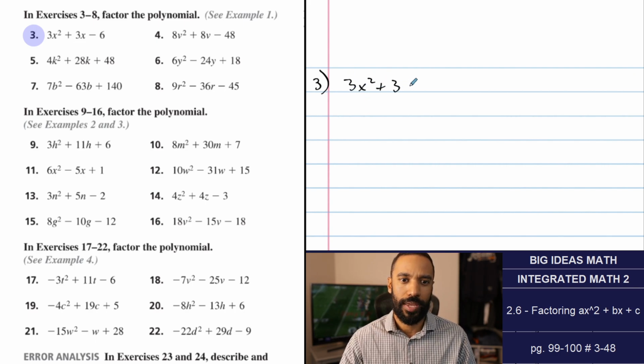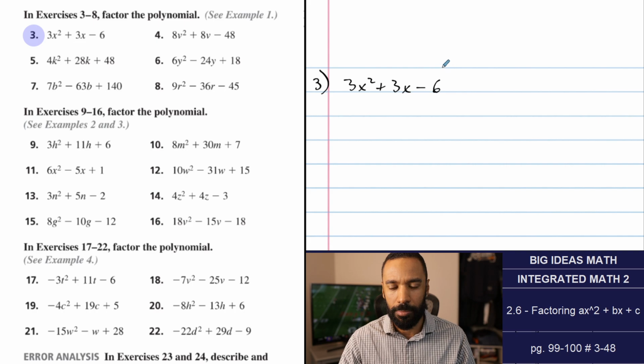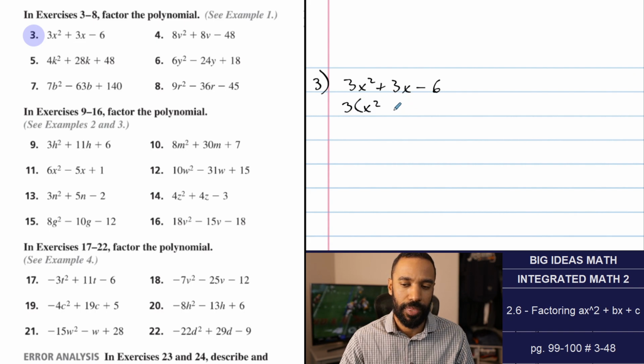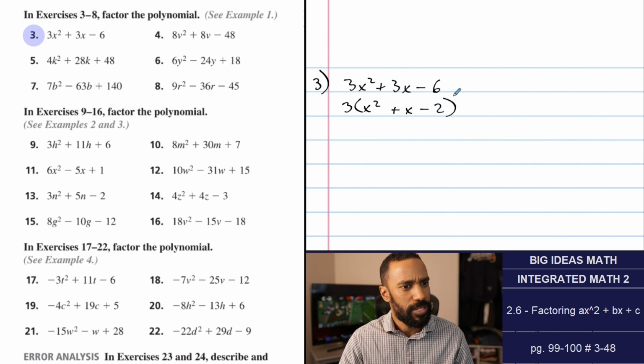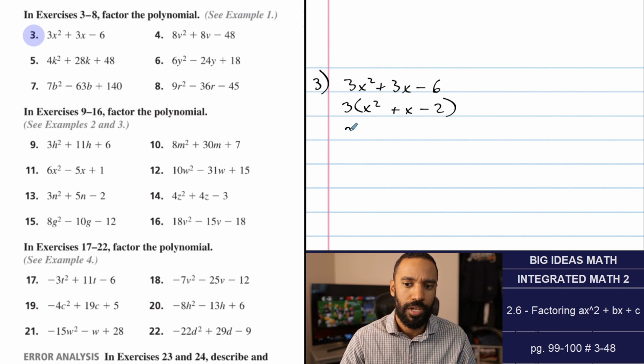3x squared plus 3x plus minus 6. Hopefully you hear me say it in every problem: seek a greatest common factor before I move forward. This one has a greatest common factor of 3. You're left with x squared plus x minus 2. Now, wasn't the last problem we just did have this just the number 2 above? I think so. So this becomes 3 times x.